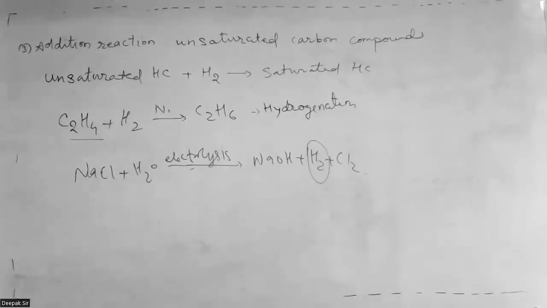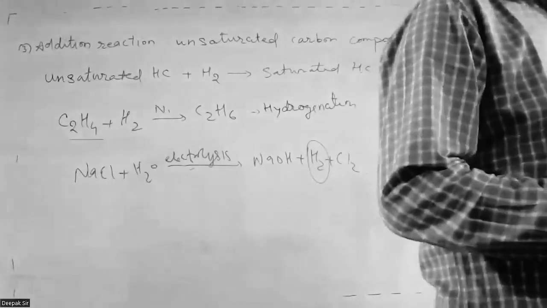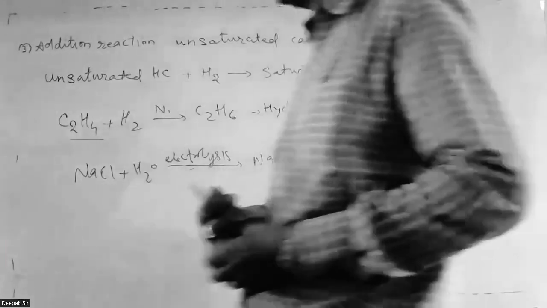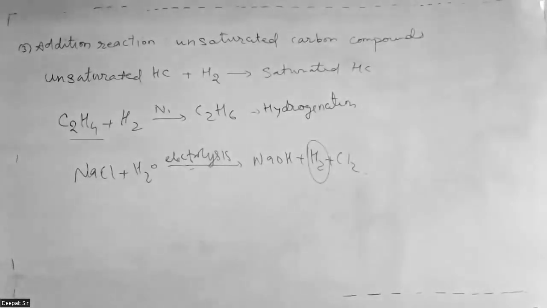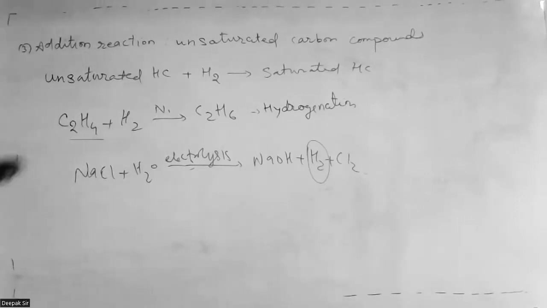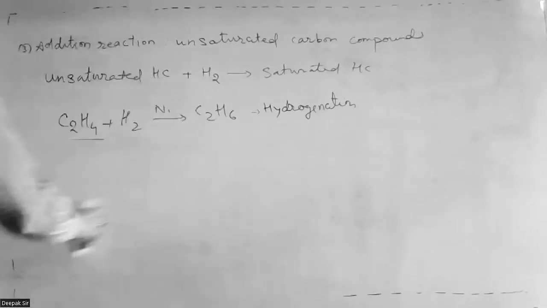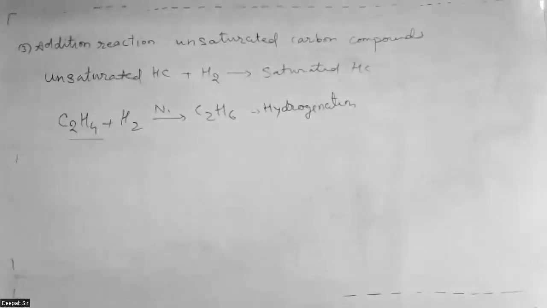Now, what is margarine? We have seen refined oil, dalda, vanaspati. These are all such substances. They are termed margarine, butter, fat. So, application of hydrogenation. What is the application of hydrogenation? It is used to prepare vegetable ghee from vegetable oil.